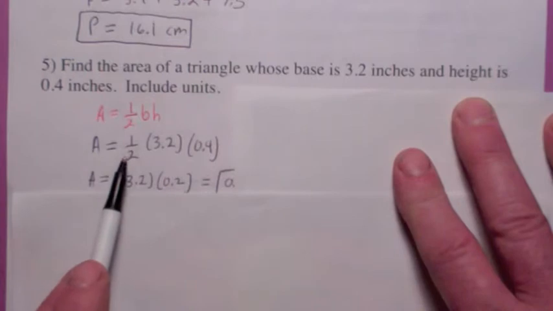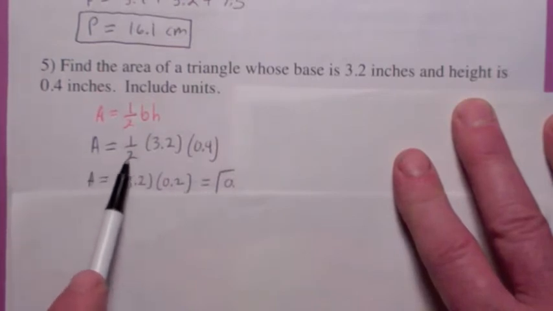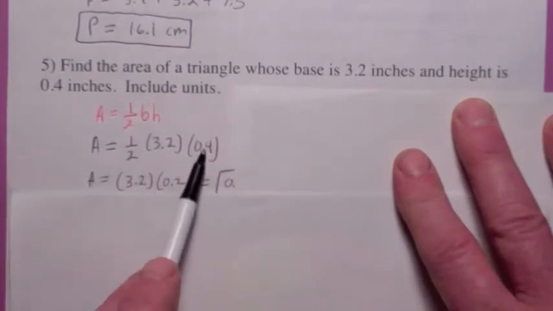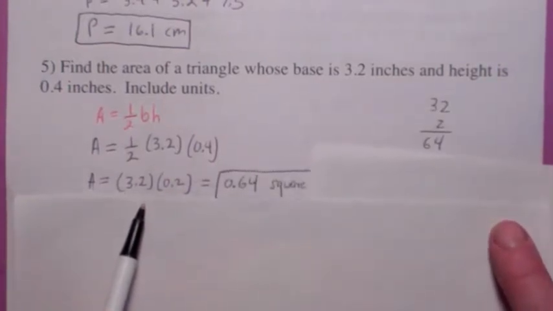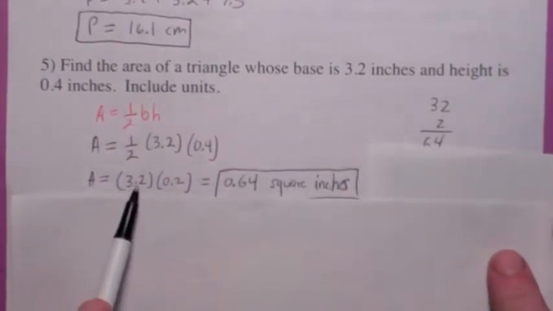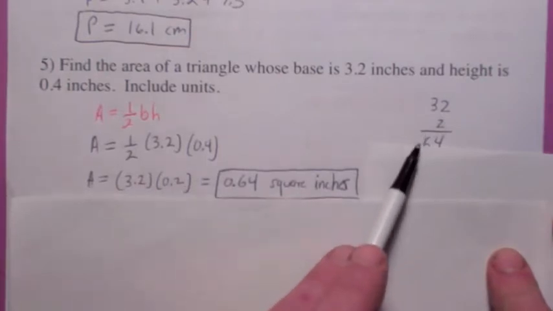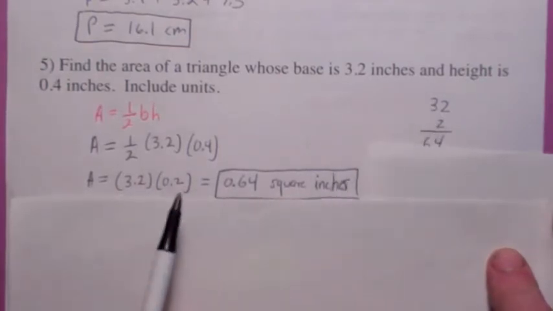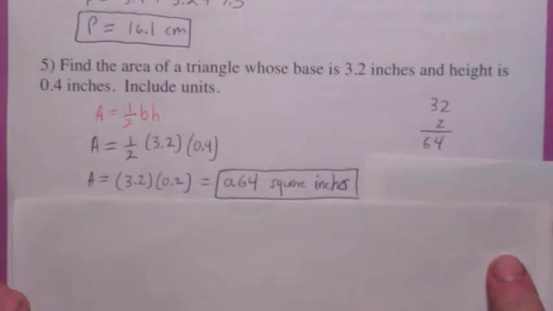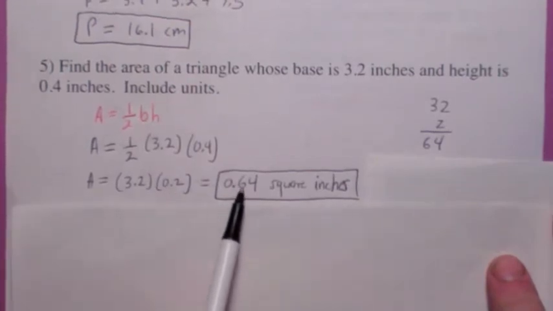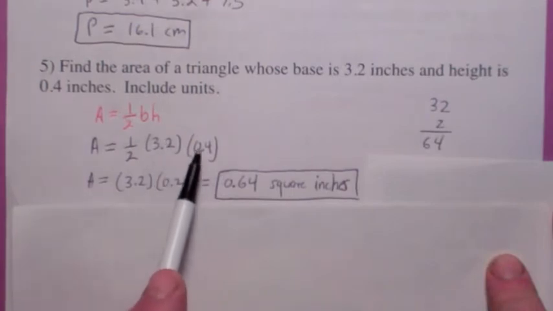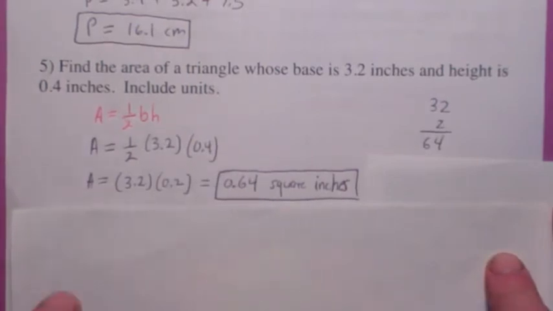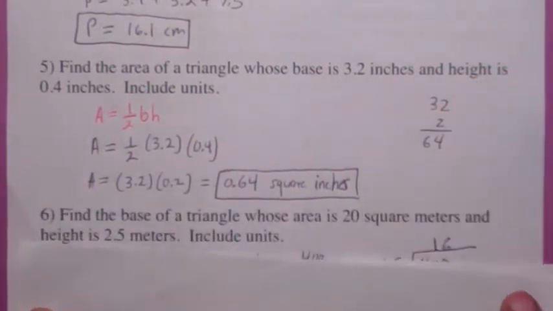When you multiply, what did I do here? Oh, I multiplied the 1/2 times the 0.4 first, and that gave me 0.2. Then when I multiplied 3.2 times 0.2, I thought of that as 32 times 2, and I got 64. But then I moved the decimal point over 2 places. That's how I did it. Now notice that they're square inches because remember, this is inches times inches. Your units of area are square inches. Okay, let's keep on going.